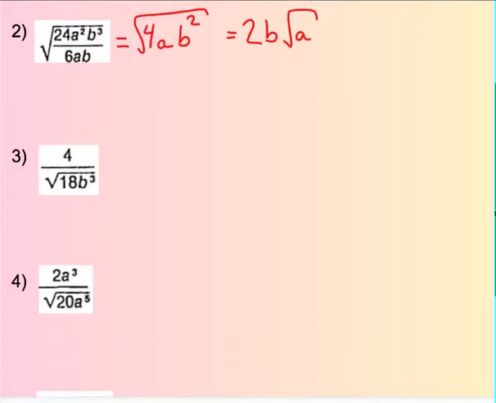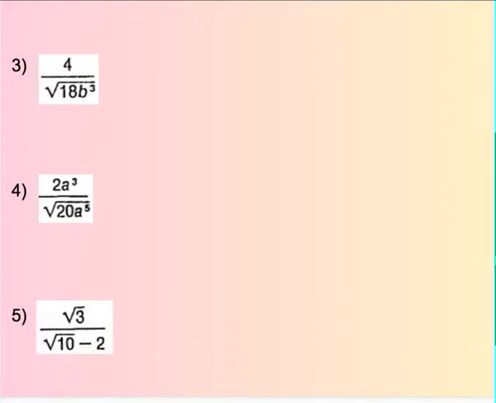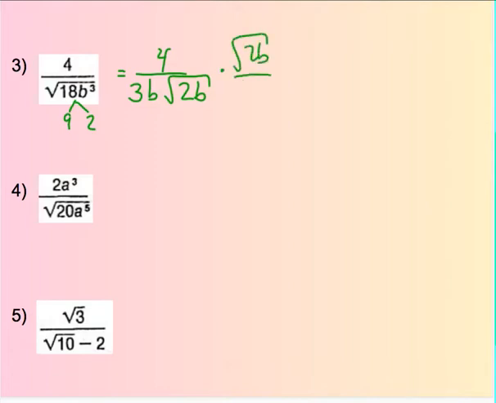Question 3, this time the denominator is under a radical all by itself. So I need to rationalize this one right away. Sorry, let me back up. Actually, what I'm going to do is simplify what's under the radical before I rationalize. The square root of 18 has a perfect square factor of 9. So I'm going to pull that out first. Same with the square root of b cubed. I can pull out a b. And then under the radical, I will have the 2b. So when I rationalize, I only need to multiply by the square root of 2b over the square root of 2b.